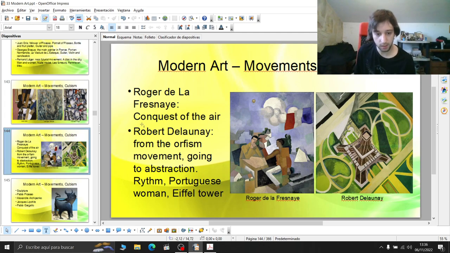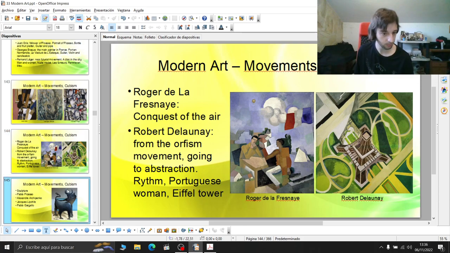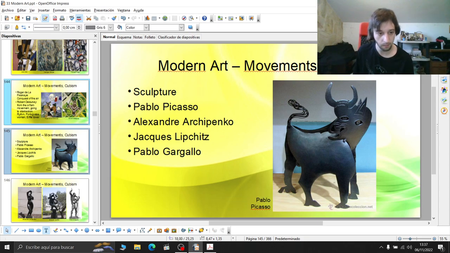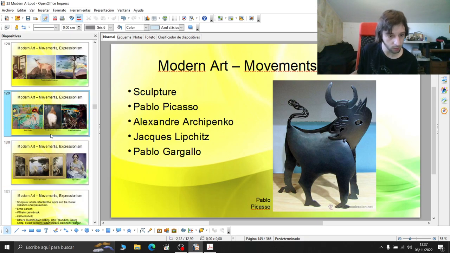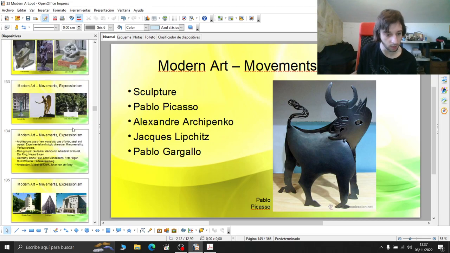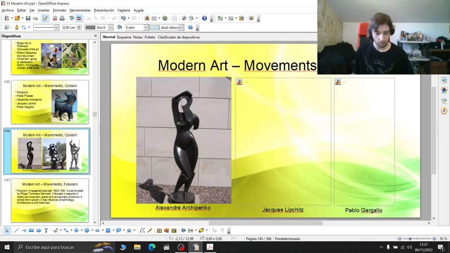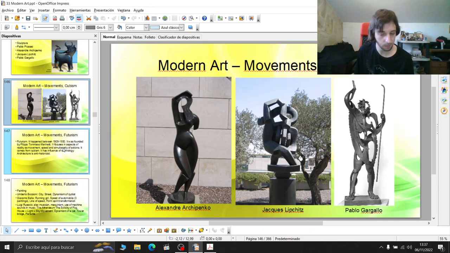Roger de la Fresnaye and Robert Delaunay from the Orphism movement, going to abstraction. Now sculptures from Pablo Picasso, Alexander Archipenko, Jacques Lipchitz, and Pablo Gargallo. Here you see more examples of sculptures.